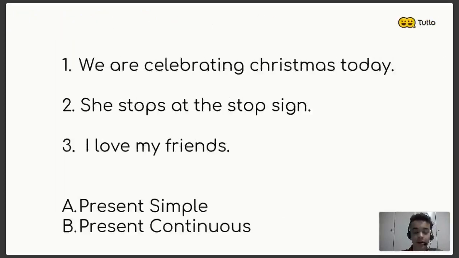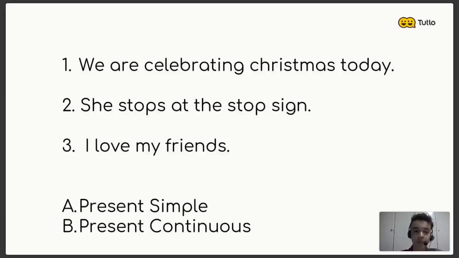All right. So we are going to talk about 3 more before we move on. Number 1, we are celebrating Christmas today. Is that present simple or present continuous? Is that B or A? What would your answer be for number 1, number 2, and number 3? Go ahead, let me know. Number 1, we are celebrating Christmas today.